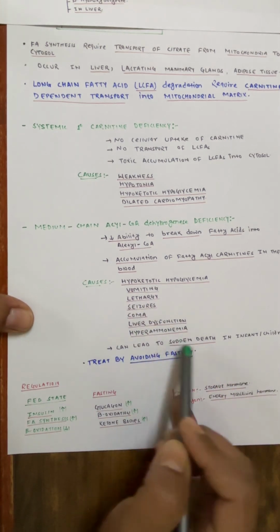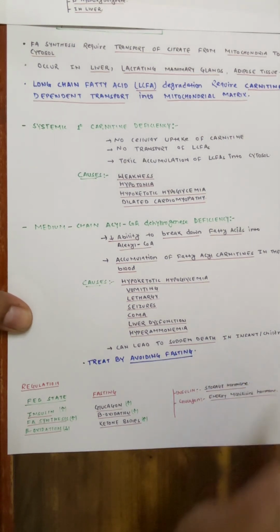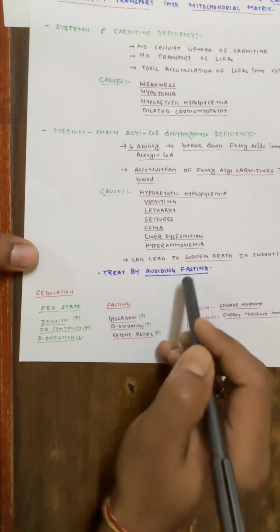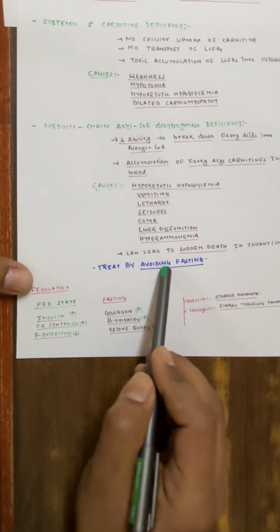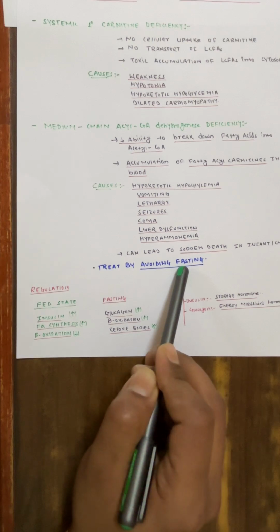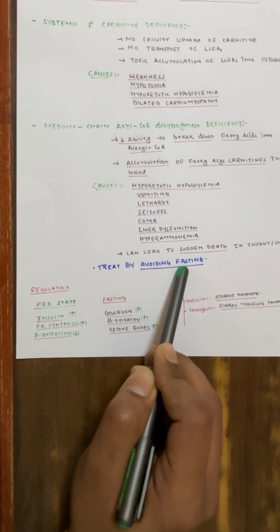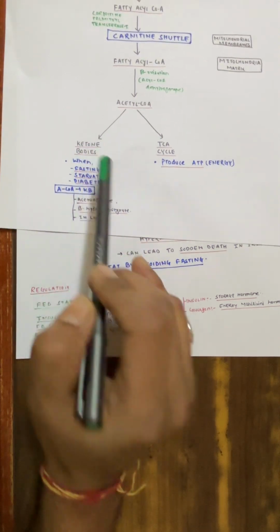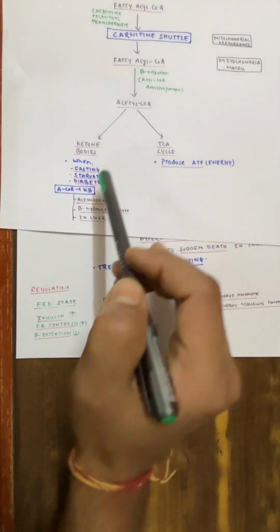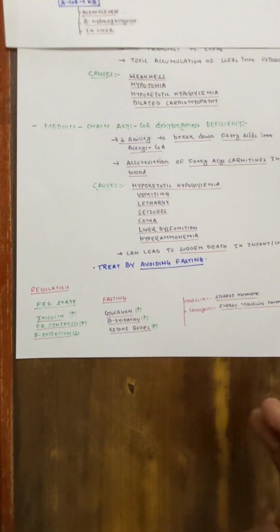And that will lead to what? That will lead to sudden death in infants and children. So how can we treat this? We can treat it by avoiding fasting. Because if we do fasting, in the fasting state we need more and more ketone bodies, but that is not going on, so the fasting state will be more dangerous.